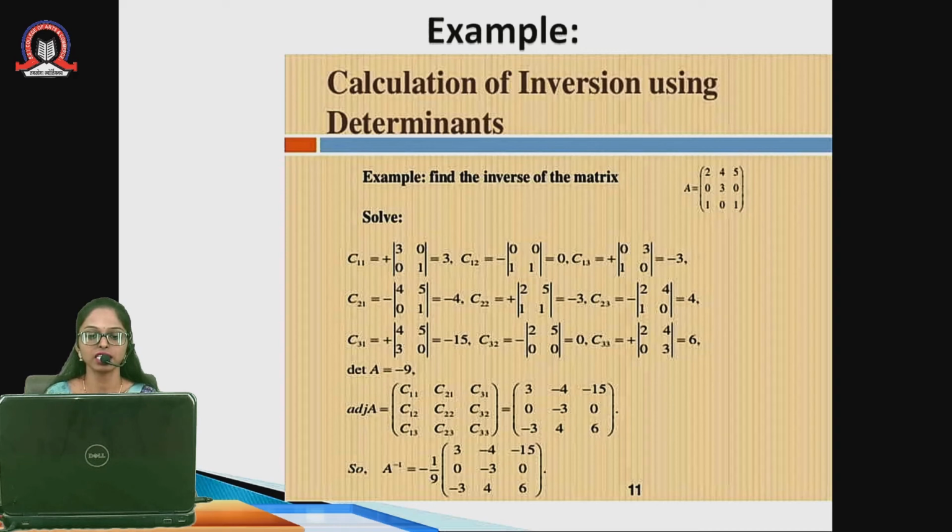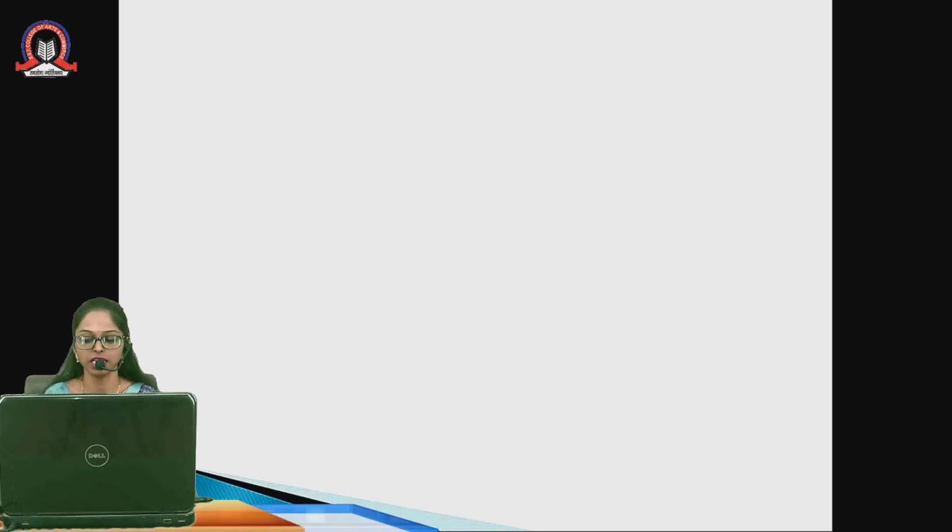Similarly, to find C12, eliminate the first row and second column, we get 0 0 1 1, but the determinant is 0. Similarly, C13 determinant is minus 3, C21 determinant is minus 4, up to C33. C33 means eliminating the third row and third column, that is the element is 2 4 0 3. If you find the determinant, we get 6.